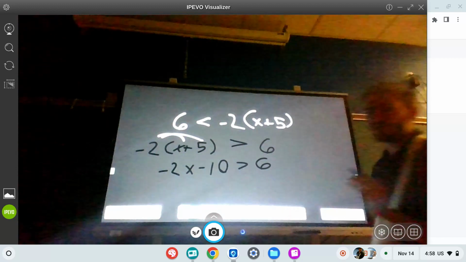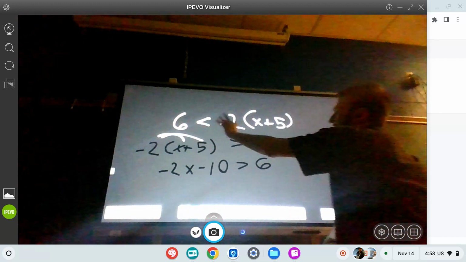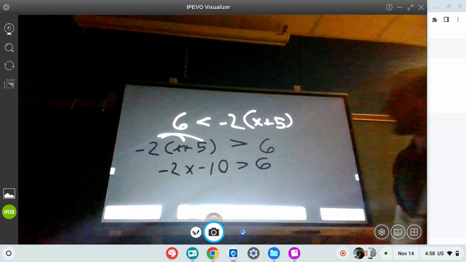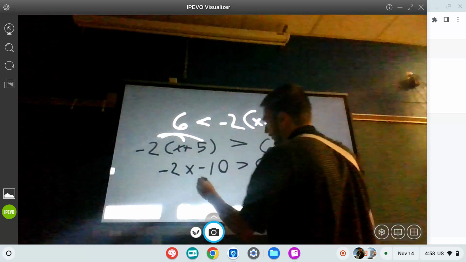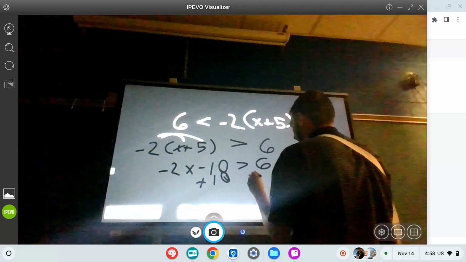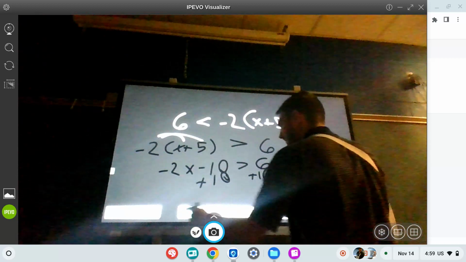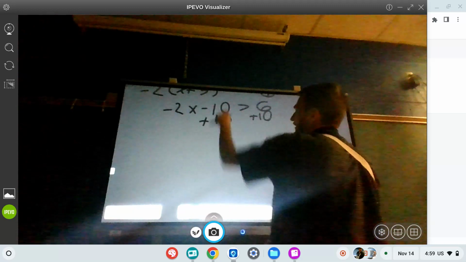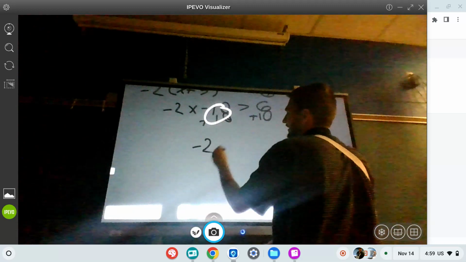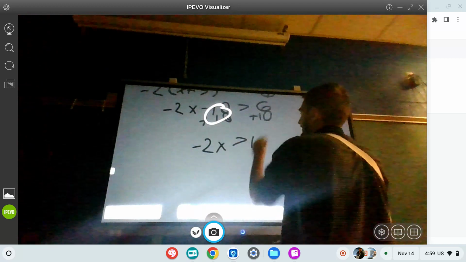I don't change the sign unless it's the very first step or the very last step. So this middle step, never, ever, ever going to change. Plus 10. Plus 10. Give myself some more room. That's going to be 0. Negative 2x greater than 16.